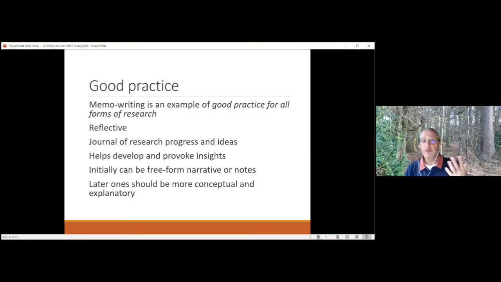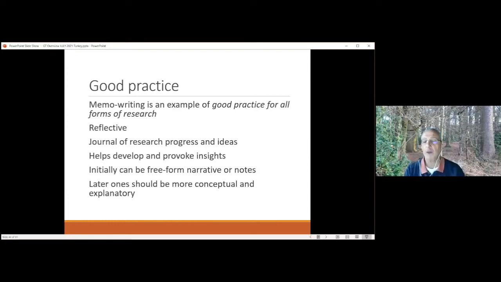And as I say, memo writing is good practice. It's reflective. It gets people to reflect on their ideas. So even if you're not using grounded theory, it's a great thing to write about what's happened and what you think has happened and why it was important. Initially, they can be fairly free form. Some later memos are much more formal in many respects.